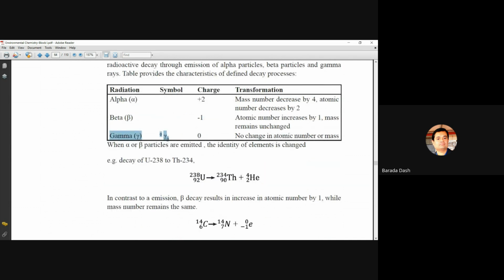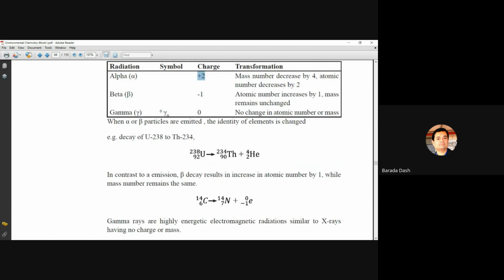When alpha and beta particles are emitted, the identity of the element is changed, because beta eliminates one negative charge and alpha eliminates two positive charges. So basically, you see U 238 92. 92 is the atomic number, 238 is the atomic mass. When it dissociates and a helium 4 2 nucleus goes out as an alpha particle, it is converted to thorium 90 234. So the decay of uranium 238 results in thorium 234.